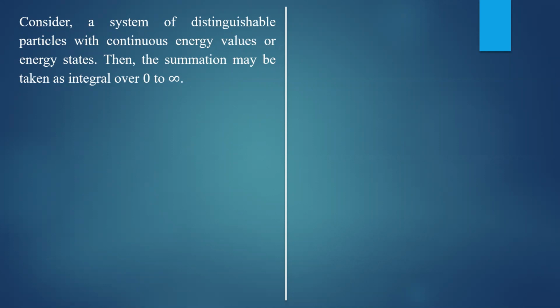So we have obtained the partition function Z is equal to the summation of Gi into e to the power minus E by kT. Instead of summation, I will take the integration. Therefore, you get Z is equal to the integral from 0 to infinity of g of E, which is the density of states, into e to the power minus E by kT.